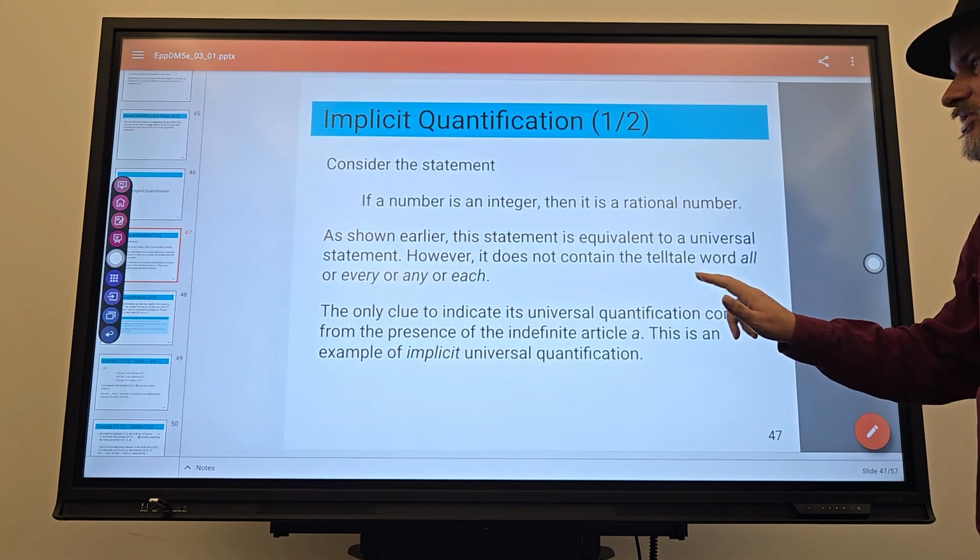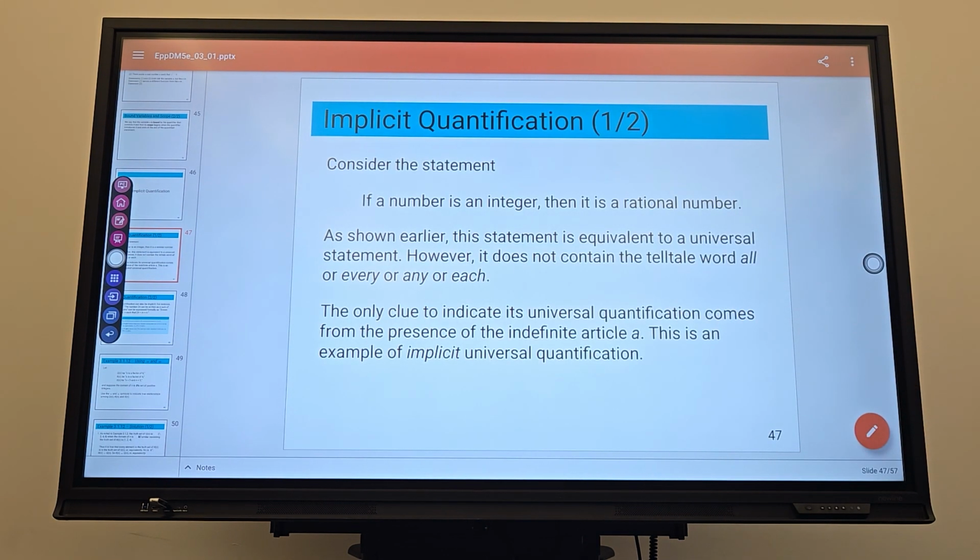Implicit quantification. Consider the statement: if a number is an integer, then it is a rational number. As shown earlier, this statement is equivalent to a universal statement. However, it does not contain the telltale word all, or every, or any, or each. The only clue is the use of the indefinite article a. This is an example of implicit universal quantification.